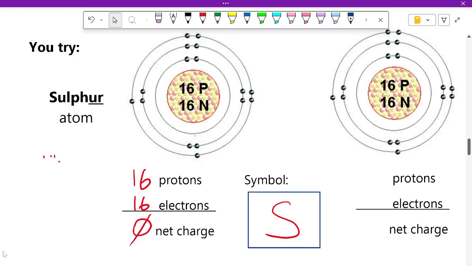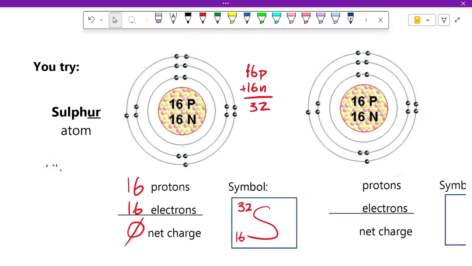Where does its atomic number go? Bottom left, so 16. What goes up at the top? Mass. What is the mass of this atom? We have 16 protons. We have 16 neutrons. So its mass is 32. But it has no charge, so nothing goes at the top right.